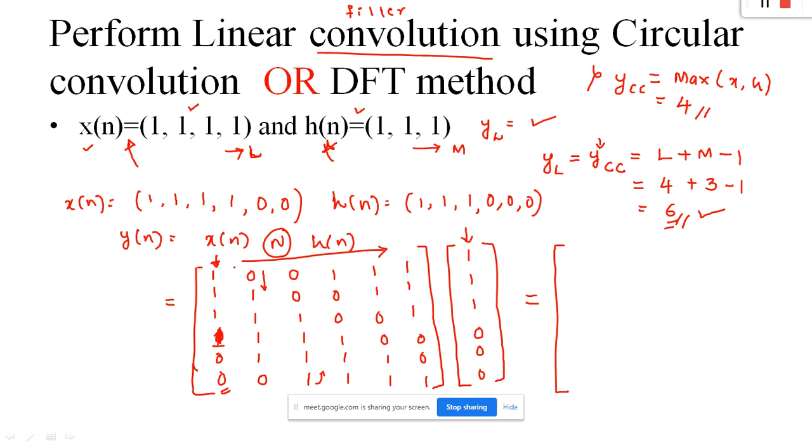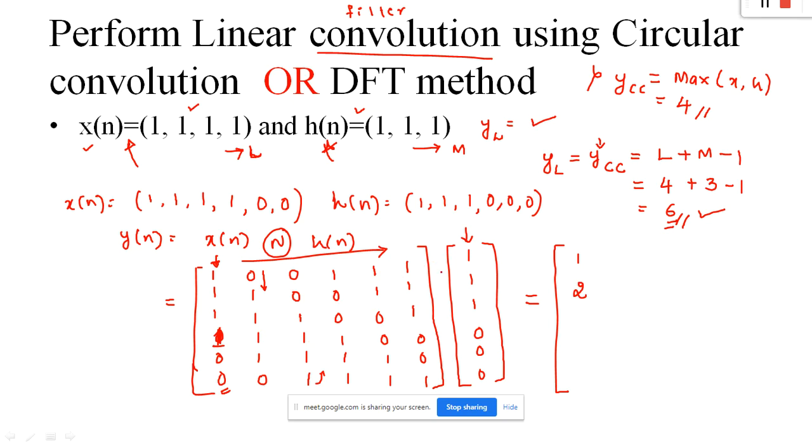So it is nothing but 1 into 1. The rest of the values, 0 into 1 is 0, 0 into 1 is 0, and all the rest are 0. Therefore 1 is the only value that comes first. Then the second value is 1 into 1, again 1 into 1, it is going to be 2. Then the rest of the values are going to be 0. So here I'll write 2.